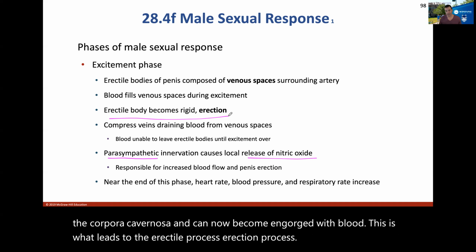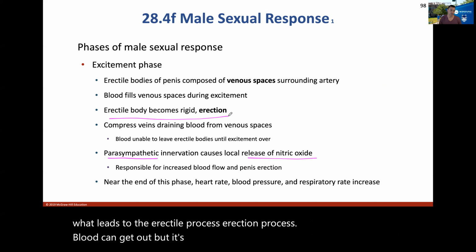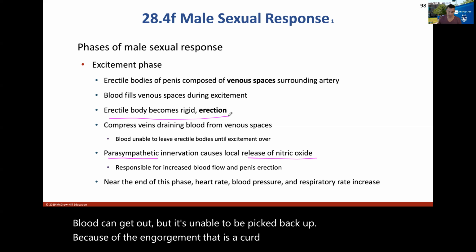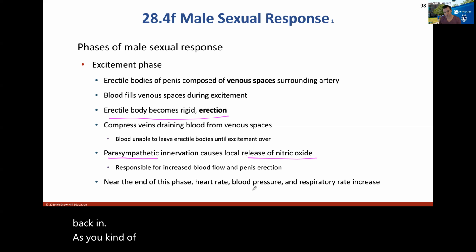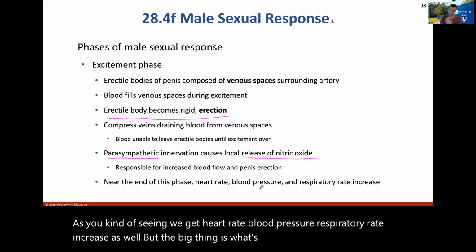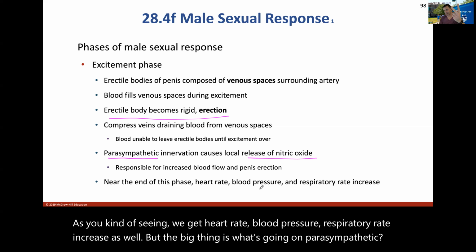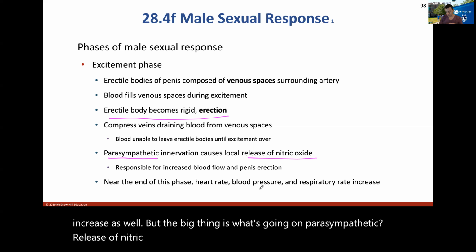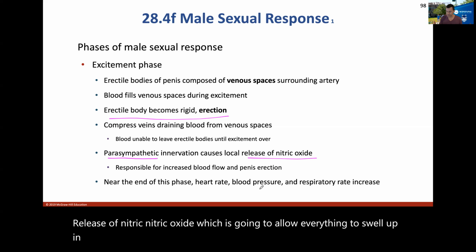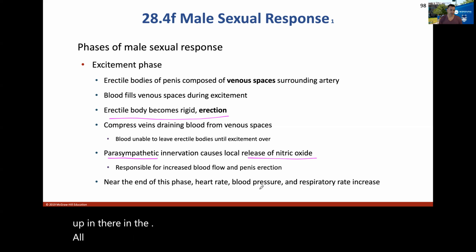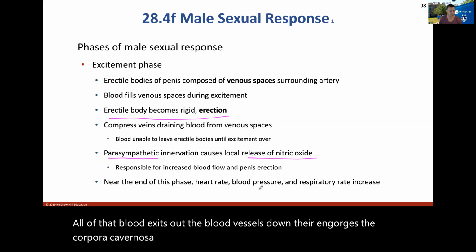Blood can get out, but it's unable to be picked back up because of the engorgement that has occurred there. It leaks out, it can't leak back in. As you kind of see, we get heart rate, blood pressure, respiratory rate increase as well. But the big thing is what's going on. Parasympathetic, release of nitric oxide, which is going to allow everything to swell up in there, in the penis. All of that blood exits out the blood vessels down there, engorges the corpora cavernosum, and well, bam, there's the erection.